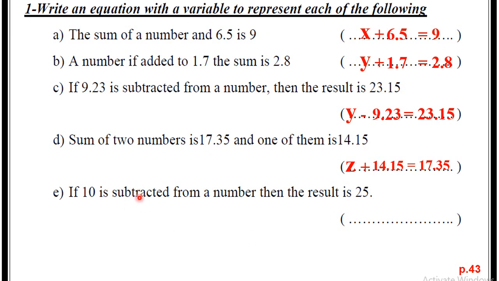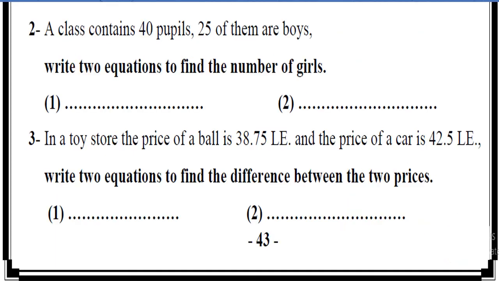As we said before, "subtracted from a number" means the number here, or the variable, is the big number. We will represent it using y. And here the small number is 10, so minus 10. The result, which means equal, is 25. So y minus 10 equals 25.